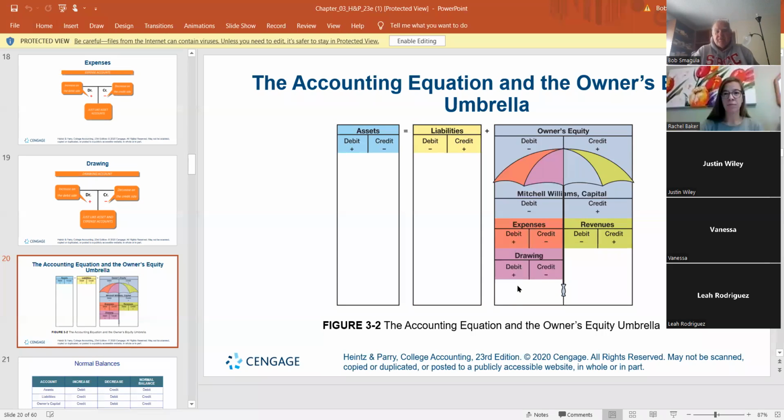And here we're going to look at a couple ways to help you to maybe learn this stuff. The accounting equation and the owner's equity umbrella. Isn't it nice to have an umbrella? What impacts owner's equity? Revenues. Whenever you have a revenue, it increases the equity. When you have an expense, it decreases the equity, and so does drawing. Assets have a normal debit balance. Equity and liabilities would have the opposite, credit and credit.